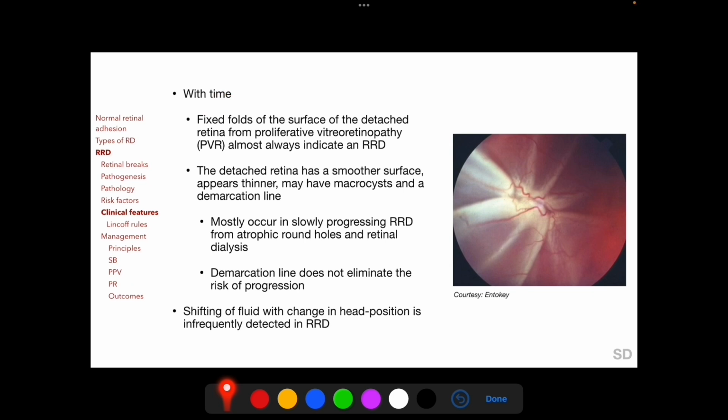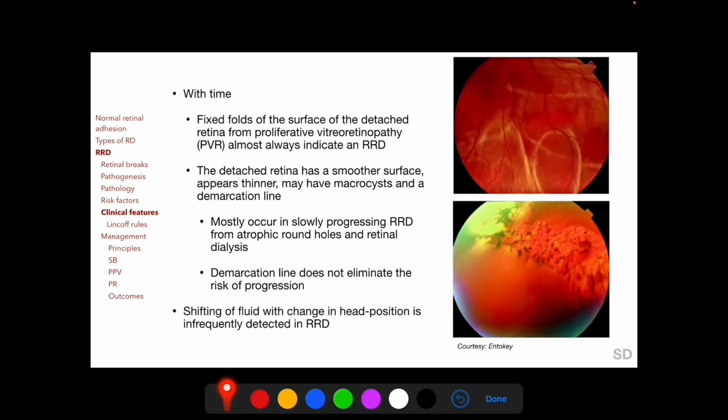With passage of time, fixed folds may appear on the surface of the detached retina due to development of proliferative vitreoretinopathy as seen here in this clinical photograph, and occurrence of such fixed folds in a detached retina almost always indicates a Rhegmatogenous origin of that detachment. Also, the detached retina has a smoother surface, appears thinner, develops macrocysts as seen here in this clinical photograph, and develops a demarcation line as seen here in this clinical photograph with passage of time.